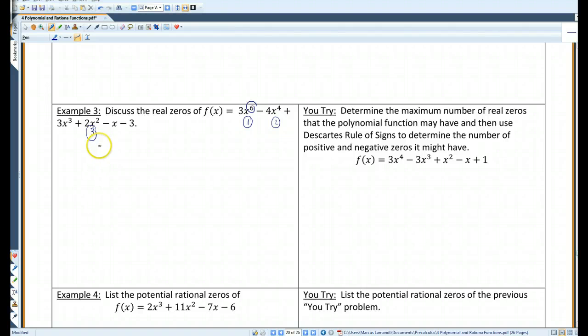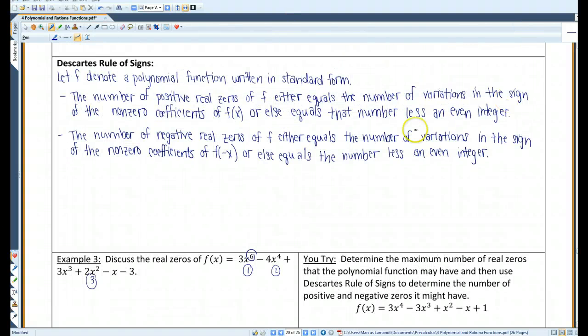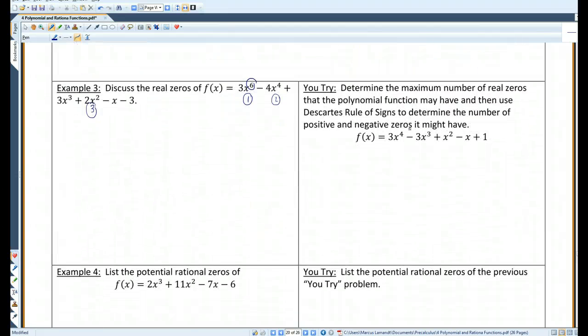So, by Descartes' rule of signs, we expect either 3 or less an even integer. So, subtract 2. So we're going to expect either 3 real zeros or 1 real zero. I'll write that down. Either 3 or 1 real zero.